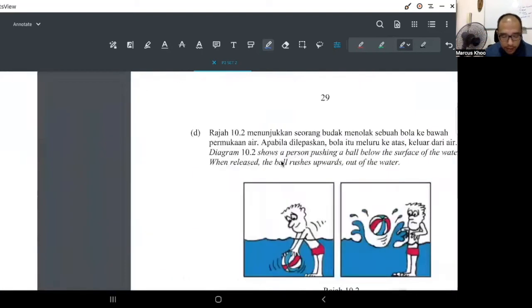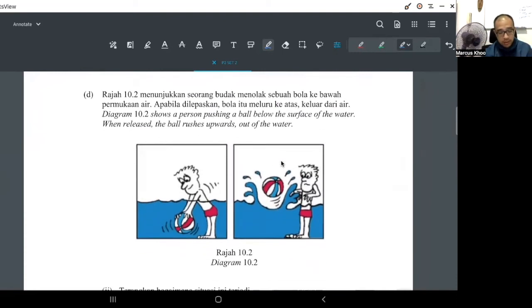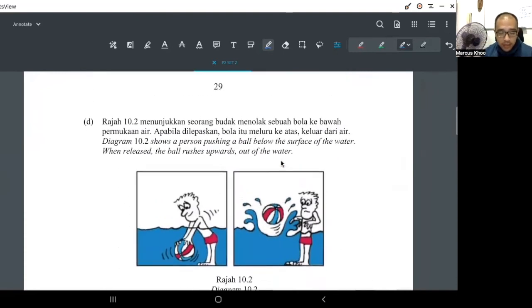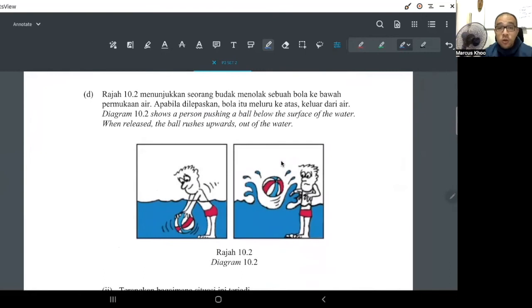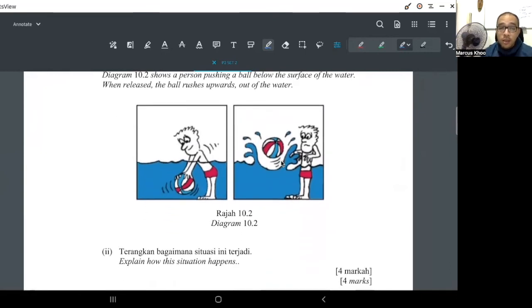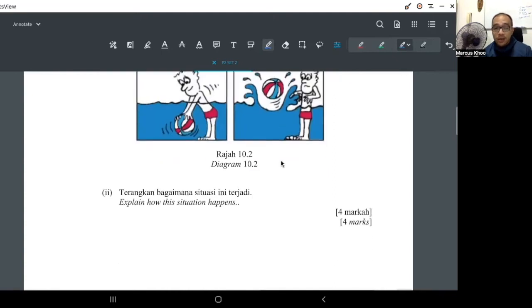Okay, all right. Last question. Oh no, not the last question. This is the explanation of how this happens. Diagram 10.2 shows a person pushing a ball below the surface of the water. When the ball is released, the ball rushes upwards and out of the water. Wow. Okay, so explain how this happens.